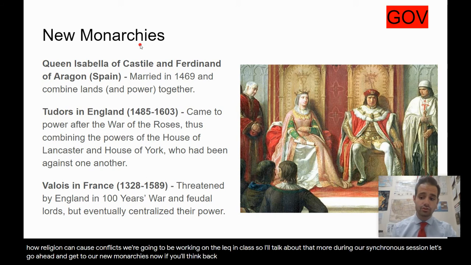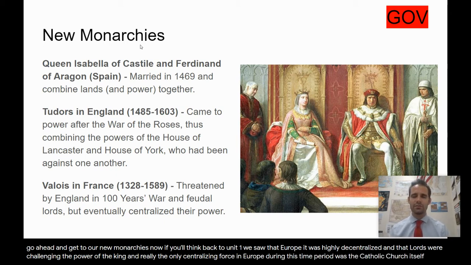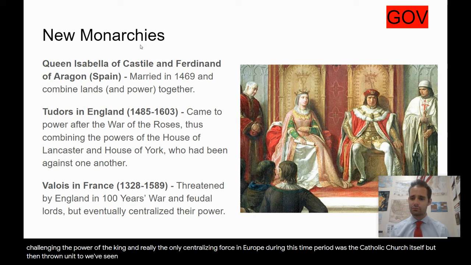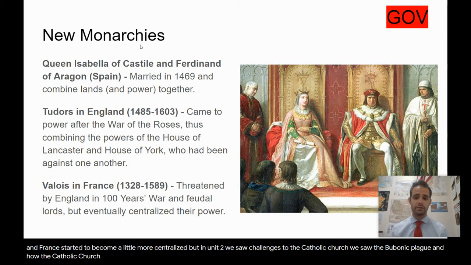Now, if you'll think back to Unit 1, we saw that Europe was highly decentralized and that lords were challenging the power of the king. And really, the only centralizing force in Europe during this time period was the Catholic Church itself. But then throughout Unit 2, we've seen things start to change a little bit. At the very end of Unit 1, we saw the 100 Years' War. We saw that England and France started to become a little more centralized. But in Unit 2, we saw challenges to the Catholic Church. We saw the bubonic plague and how the Catholic Church failed in its response.